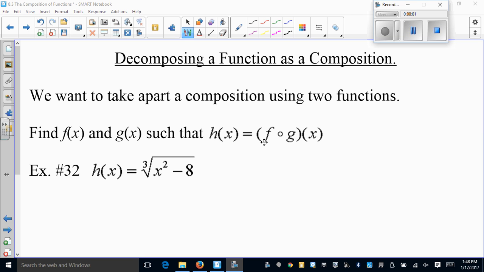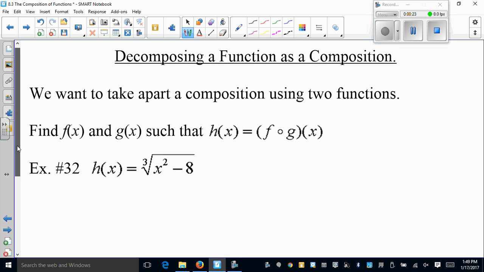But what we're going to do today is decomposing a function as a composition. So we want to take apart the composition using two functions. Now, there may possibly be more than one answer. And I'm not going to go through every answer, but I'll try to do more than one. That way, if you're going, well, I would have, you're right, you're probably right.